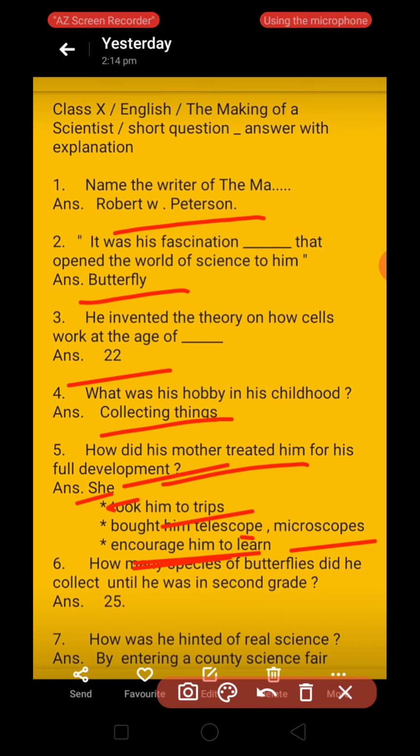In question number 6, how many types of butterflies did he collect until he was in second grade? That is, the 25 categories of butterflies he collected. In question number 7, how was he hinted of real science? So, by entering a county science fair, he was hinted of real science.